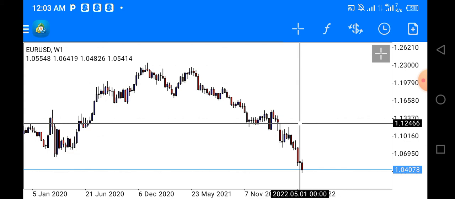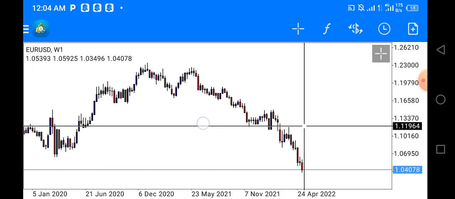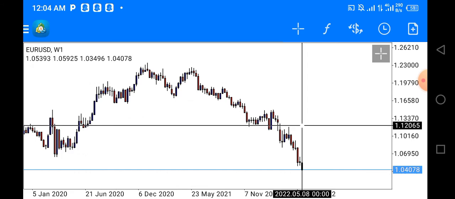So the question you should ask yourself is, what will be the best price to enter a buy trade? The trend still looks bearish because this week's candle closed bearish. That tells you that you have more sellers in the market. So if the trend decides to change from bearish to bullish, what you should ask yourself is, what is the best price to buy Euro USD?